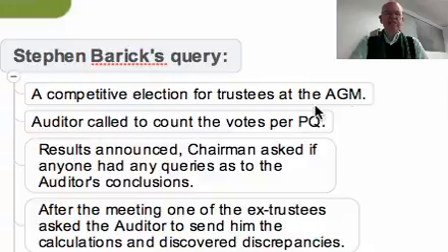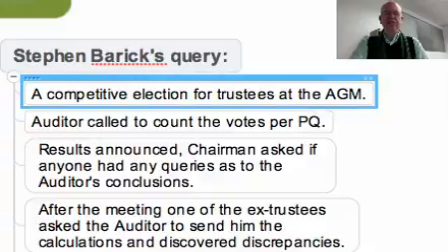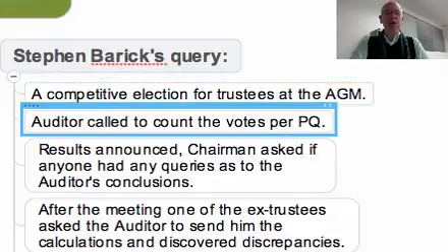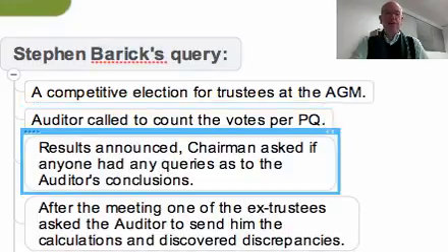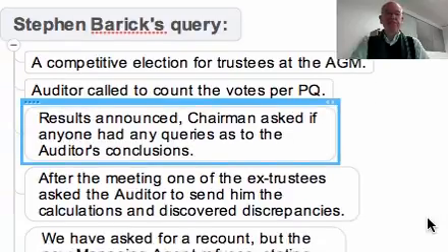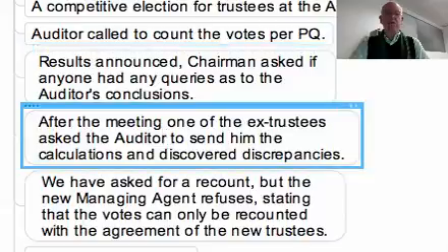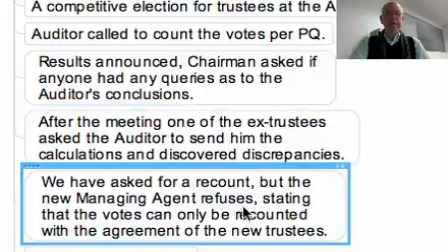His story was as simple as this. A competitive election was held for trustees at the AGM. The auditor, a trusted figure, was called to count the votes per PQ. The results were announced and the chairman asked if anyone had any queries as to the auditor's conclusions. After the meeting, one of the ex-trustees asked the auditor to send him the calculations and discovered what he says are discrepancies. May well be.